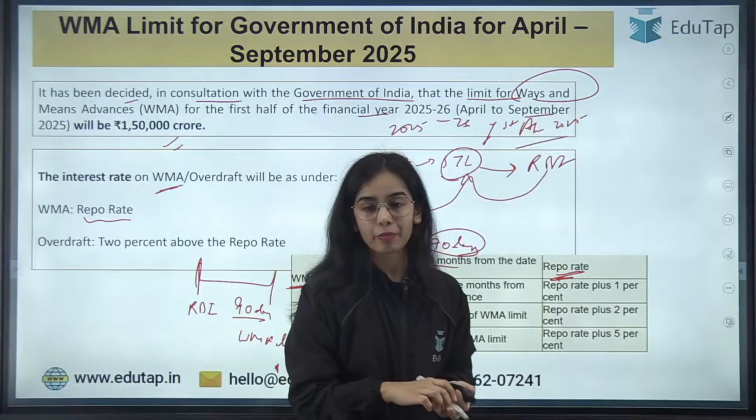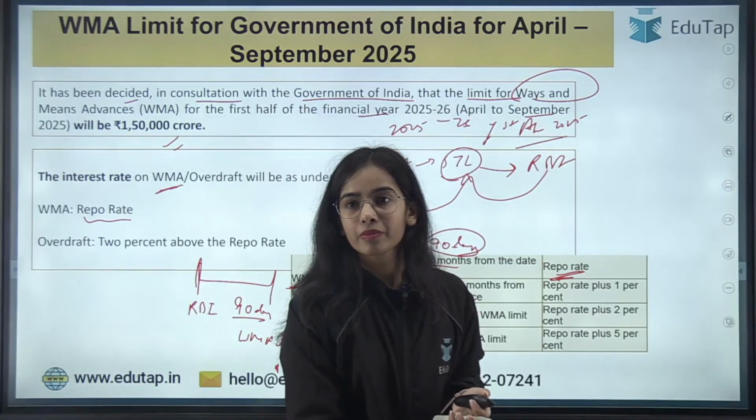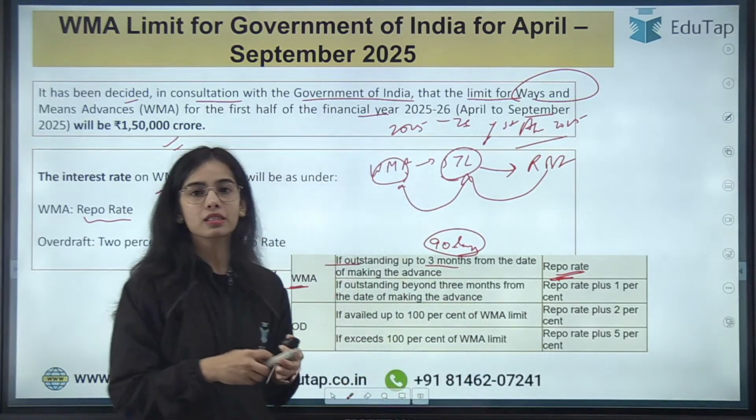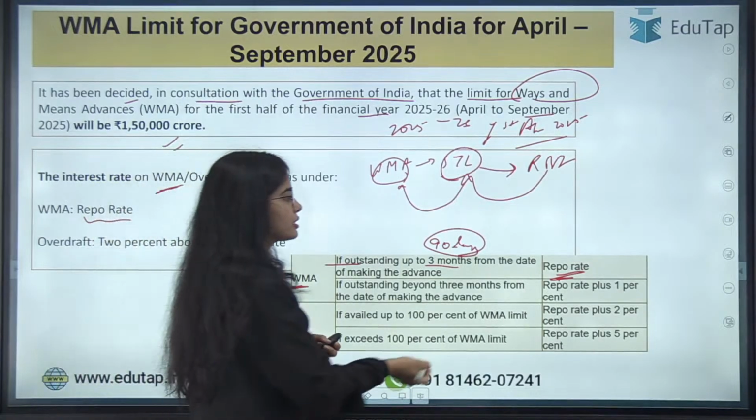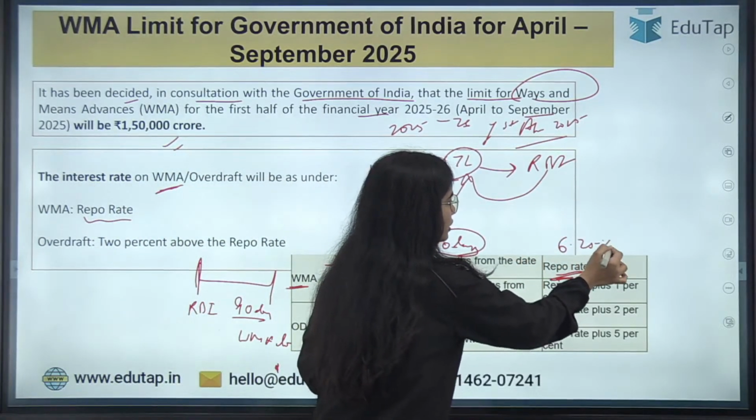So what is the current repo rate, if anyone can tell me? So what is the current repo rate? It is 6.25%. Okay, right?